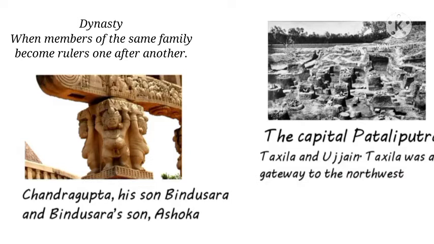Dynasty: when members of the same family become rulers one after another, the family is often called a dynasty. The Mauryas were a dynasty with three important rulers: Chandragupta, his son Bindusara, and Bindusara's son Ashoka.